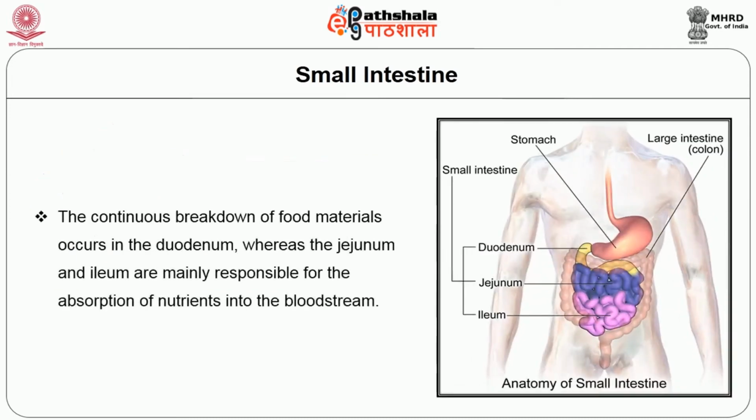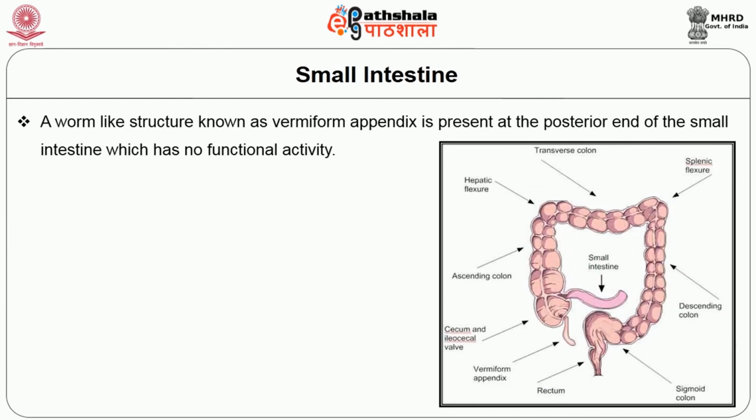The continuous breakdown of food material occurs in the duodenum, whereas the jejunum and ileum are mainly responsible for the absorption of nutrients into the bloodstream. A worm-like structure known as the vermiform appendix is present at the posterior end of the small intestine, which has no functional activity.